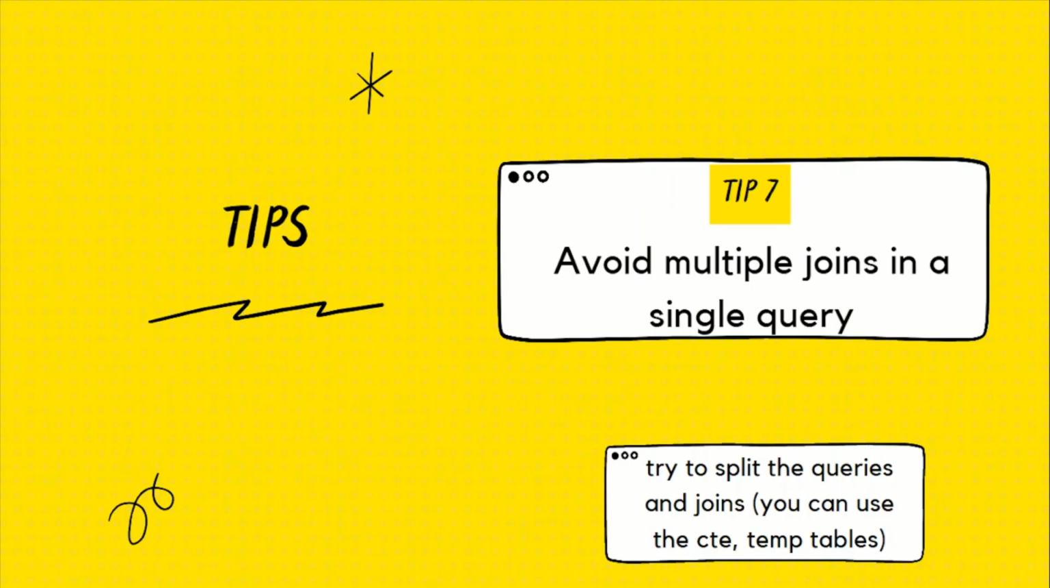The next tip is to avoid too many joins in a single query. If possible, please split your query into parts. For that, you can use the CTE or temp table to avoid too many joins in a single query. By reducing the joins, you can get some improvement on your query.